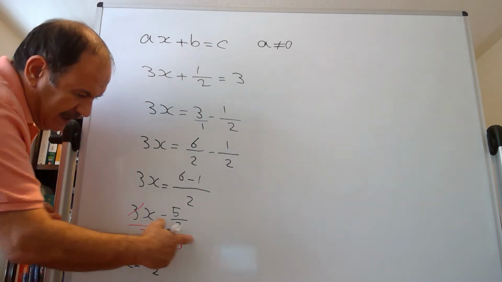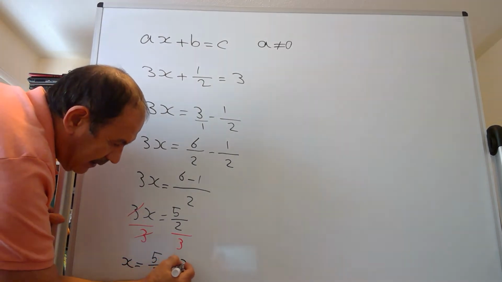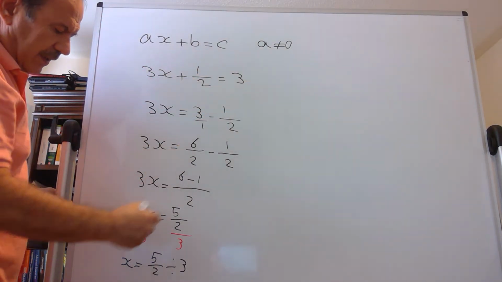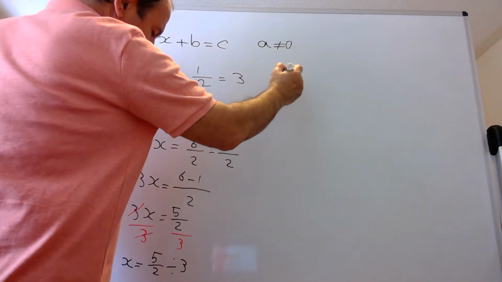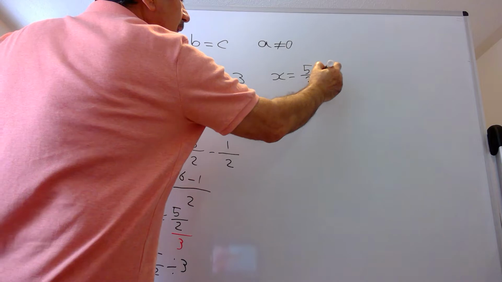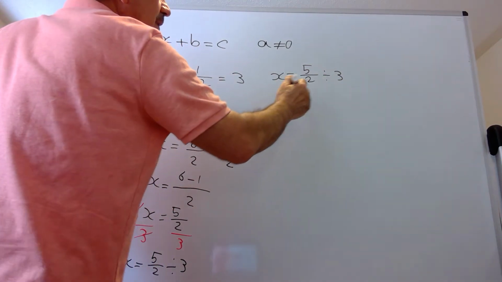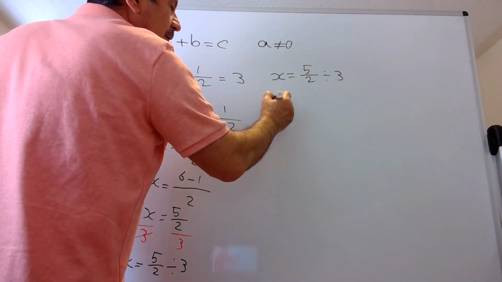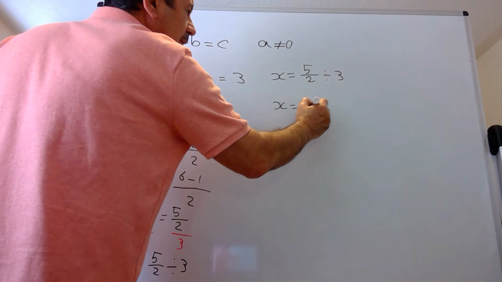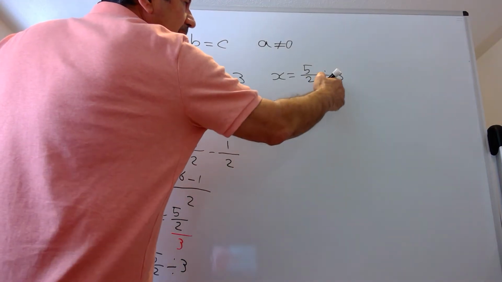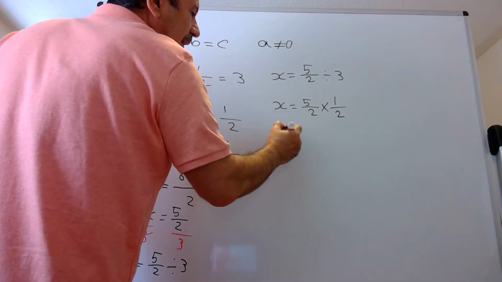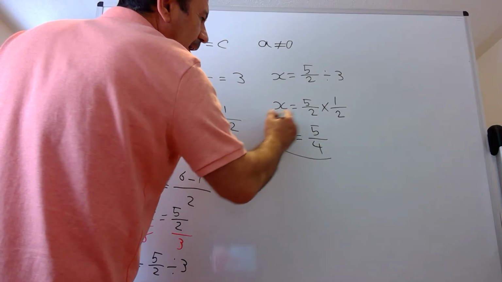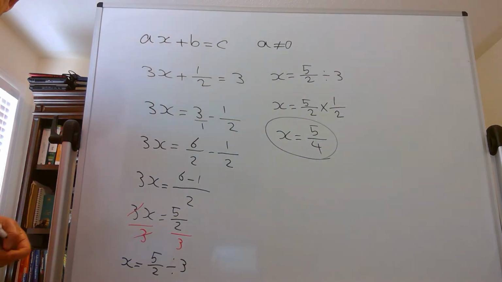Instead of this, I write the division by 3, right? Then I'm continuing from here. x is going to be 5 over 2 divided by 3. And what is the rule of division? Keep the first fraction, change division to multiplication, and flip the other one. So x is equal to 5 over 2, change division to multiplication, and reverse this one, which is 1 over 3. Then x is going to be 5 times 1 is 5 and 2 times 3 is 6.